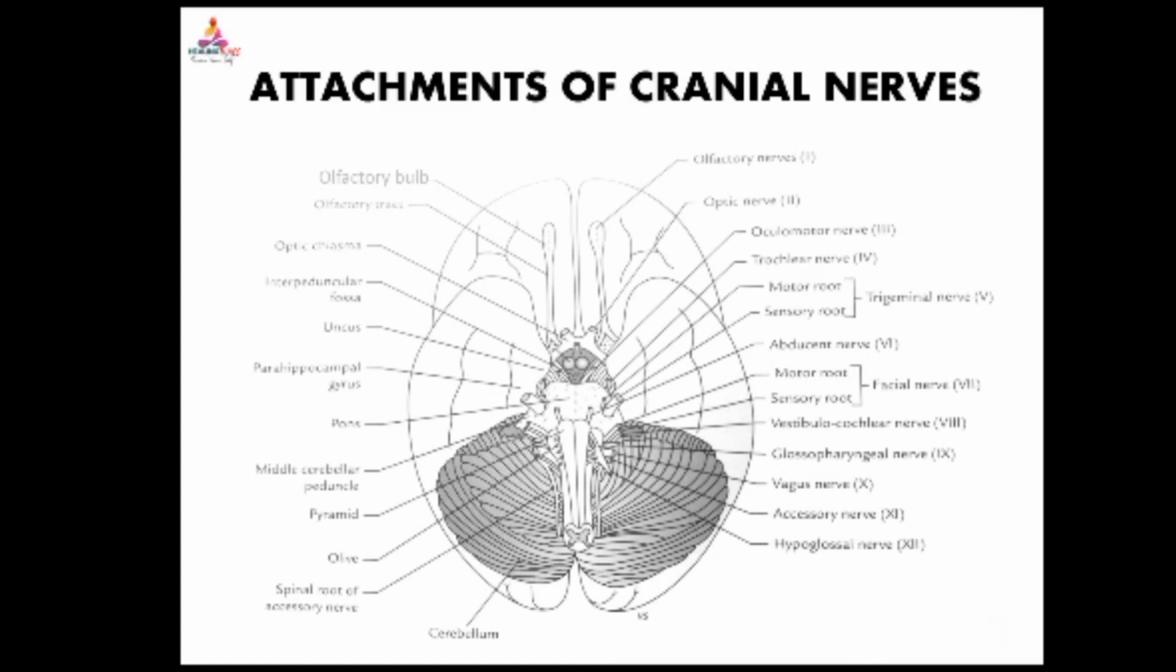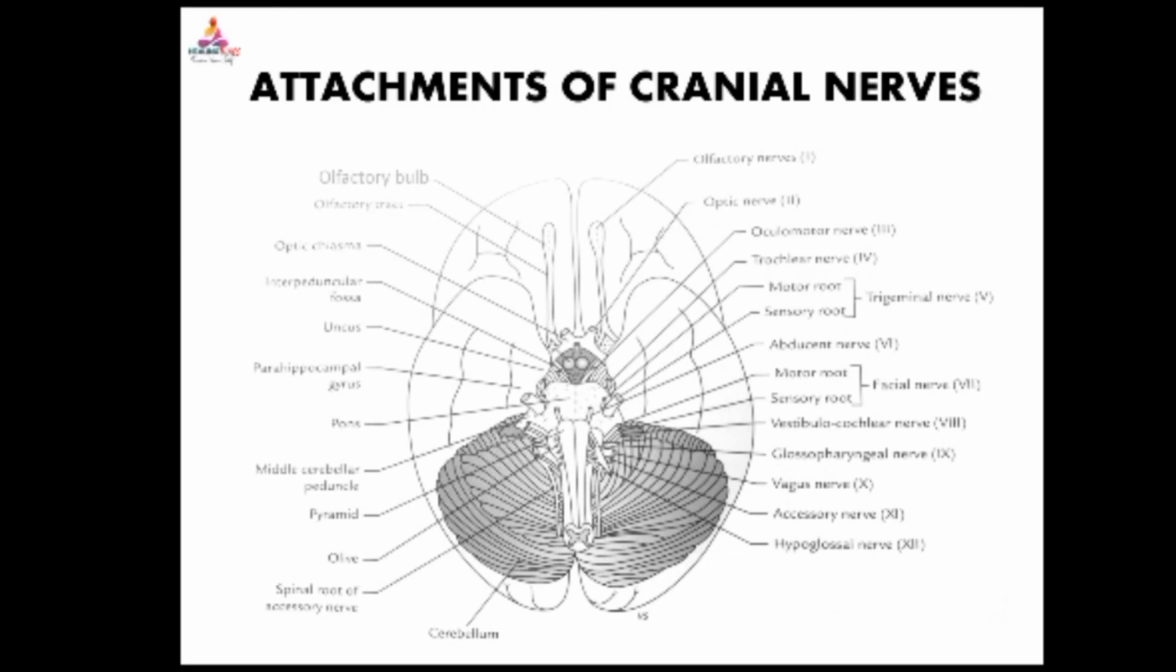The 10th cranial nerve is the vagus nerve. It also emerges by a number of rootlets from a groove between the olive and inferior cerebellar peduncle, below the rootlets of the glossopharyngeal nerve. The 11th cranial nerve is the accessory nerve.